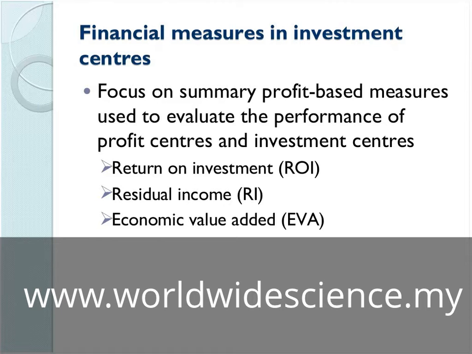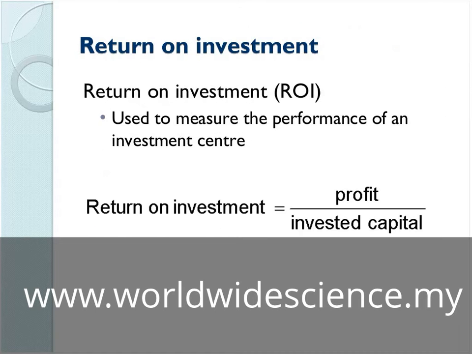What kind of measures do we have in investment decisions? It's called the return on investment, which we sometimes shortly call ROI, the residual income, and the economic value added, which we call EVA. So these are 3 kinds of measures which are based on profit. So let's see each of them in detail. Here is given to you a formula for the return on investment.